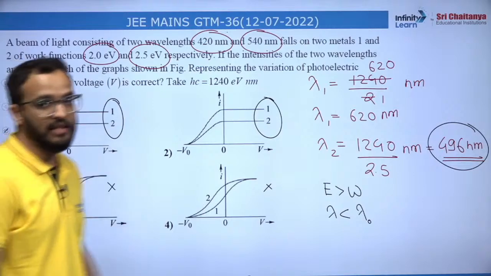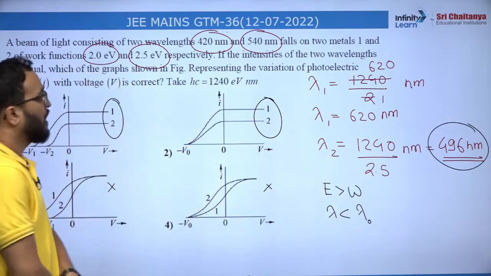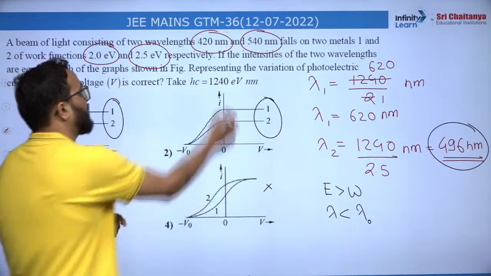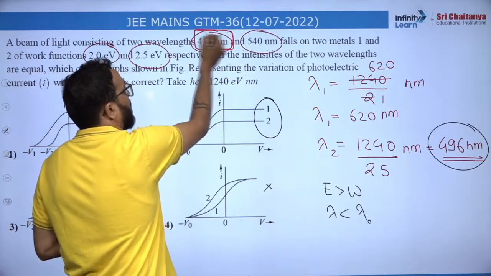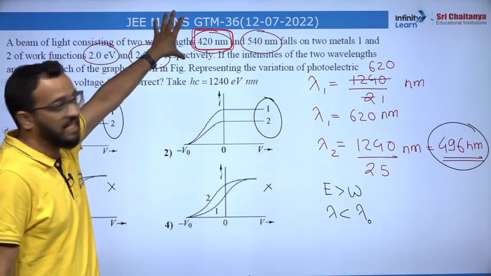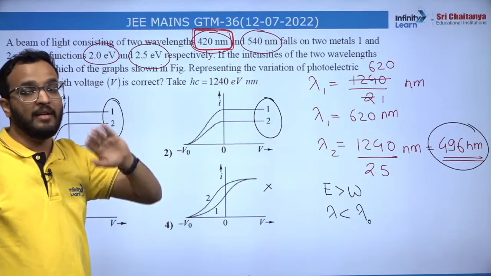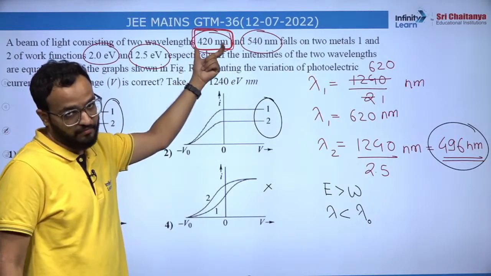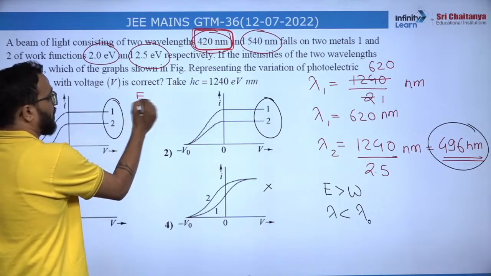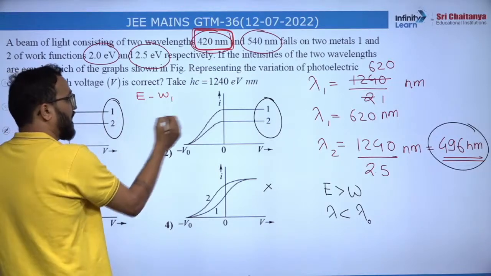Now we have to check whether the stopping potential will be the same or not. Okay. See, stopping potential will be decided in both the cases by only 420 nanometer, because this is the lesser wavelength. So this is the wave of higher energy. So the maximum kinetic energy will be decided by the most energetic photon, right? Okay. So we will say that E is the same in both the cases, but work functions are different.